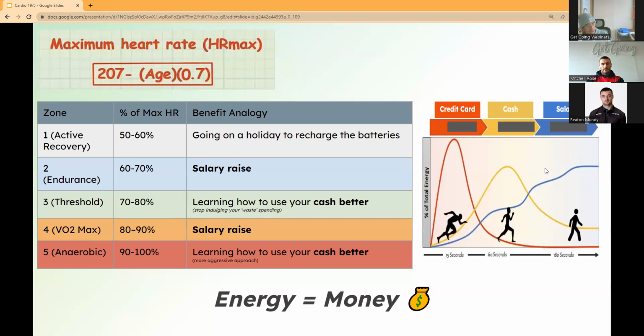Then we have zone 4, which is your VO2 max, which is quite similar to your salary, zone 2, sorry, and it helps increase your salary system, right?